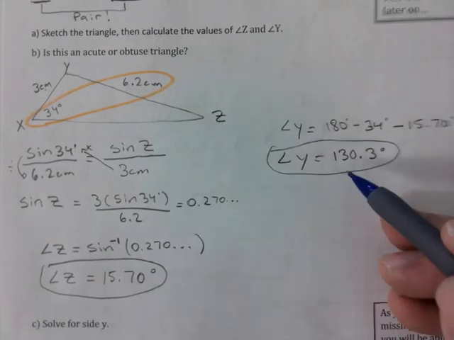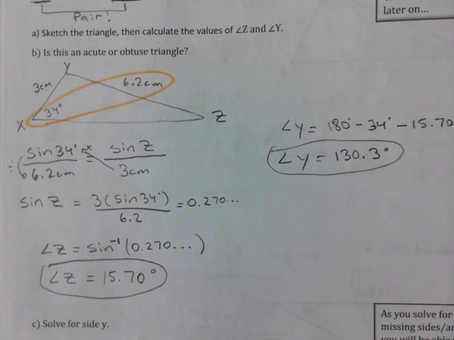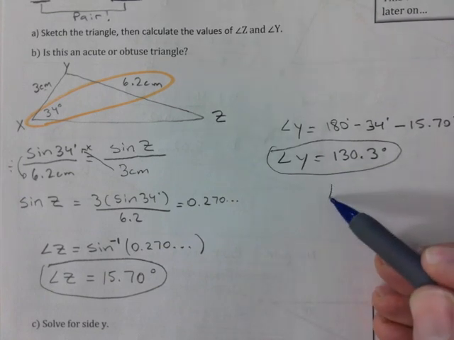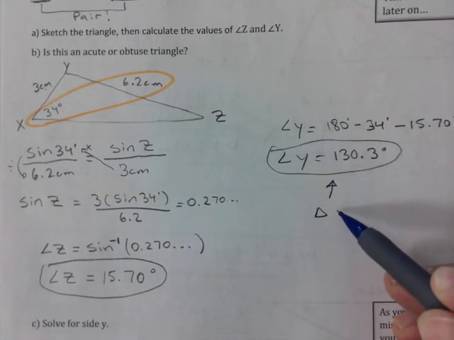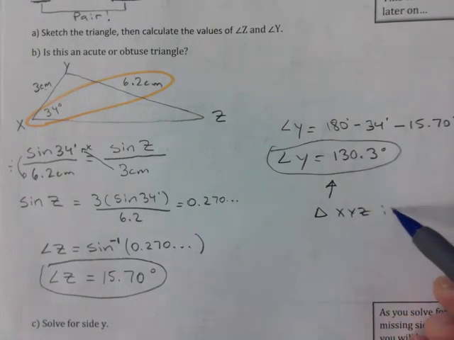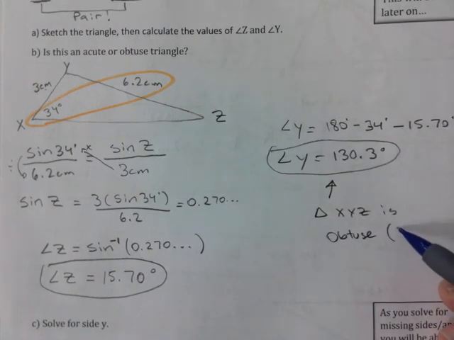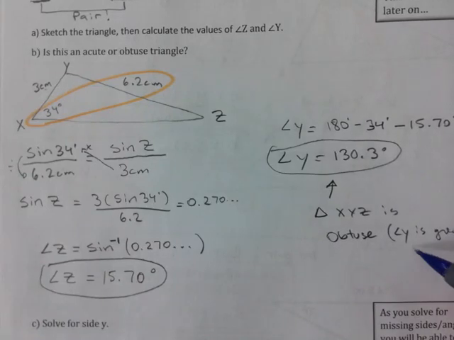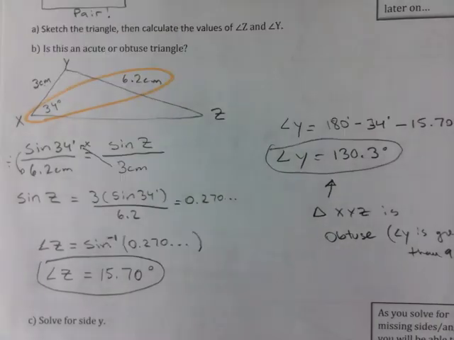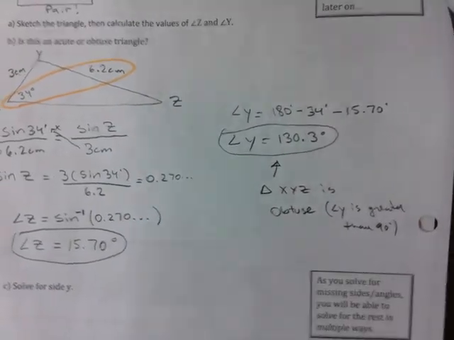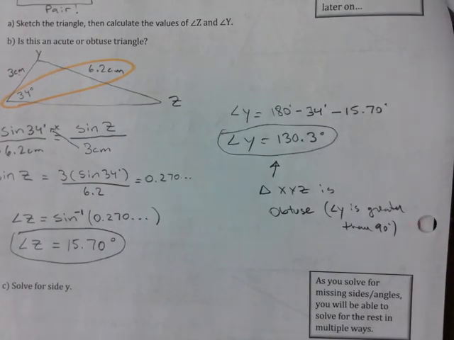Okay. So now we have got all angles taken care of. So we know, right, because of this, triangle XYZ is obtuse. Angle Y is greater than 90. So it turns the whole triangle into an obtuse triangle. Oh, you can see that, sorry. Angle Y is greater than 90. That's what it says there.